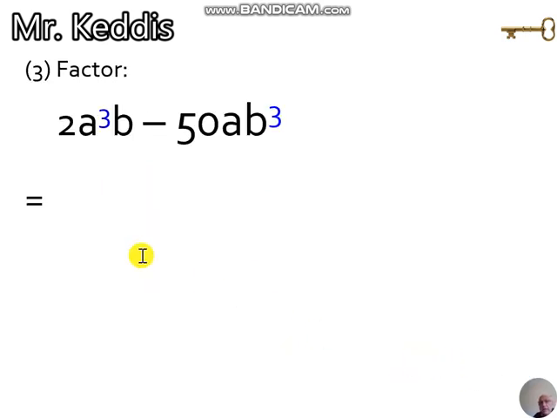You have 2 and 50 here. What is the common factor? 2 is the common factor. You have a to the third power, and this is a to the power of 1. I take the lowest power, which is a to the power of 1. You have b here, and b to the third power, I take the lowest power, which is b.